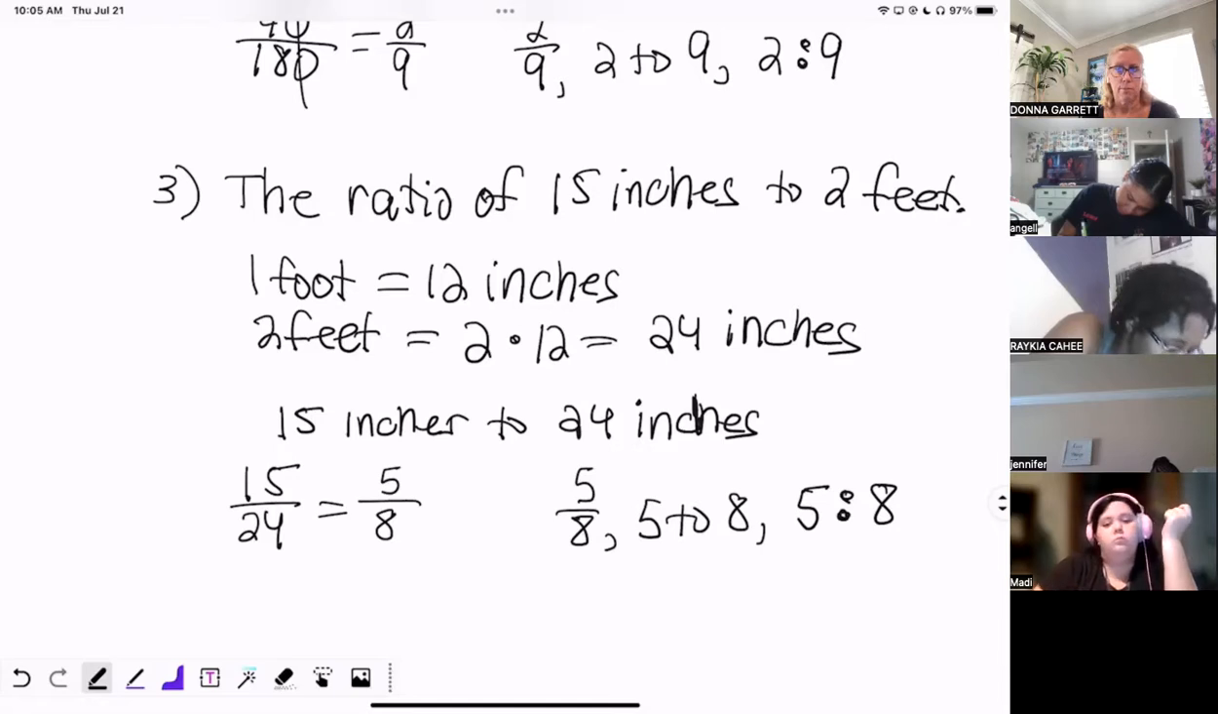Any questions yet, anybody? The biggest thing is making sure you get the same unit.